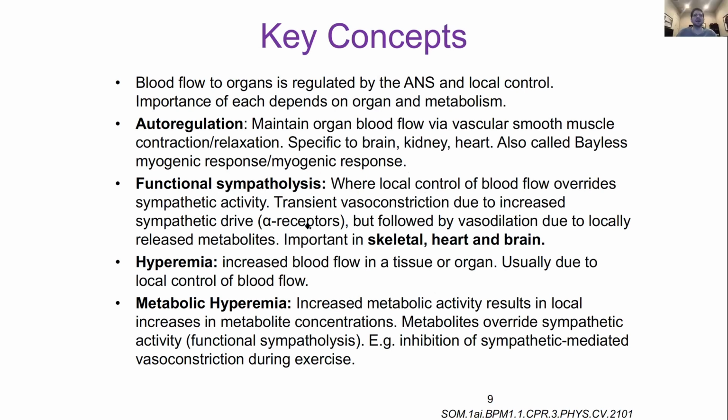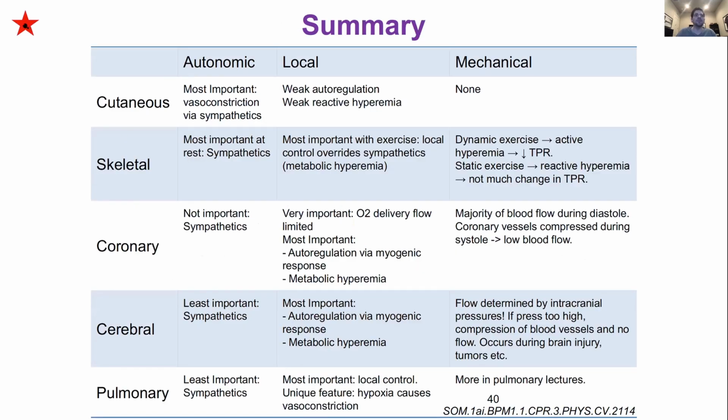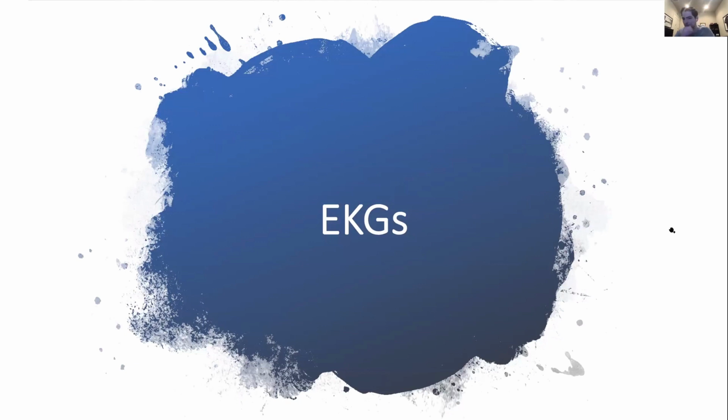So the idea is that the sympathetic activity generally controls the blood flow with vasodilation and constriction, but in certain circumstances, the local control of blood flow can override it. So that's this definition here. I would know that it's specific to the skeletal muscle, the heart, and the brain. And then there's some other definitions. This was a good graph. I put a star on it. So if you could just understand what control runs which system, you should be fine. Okay, let's get into EKGs.